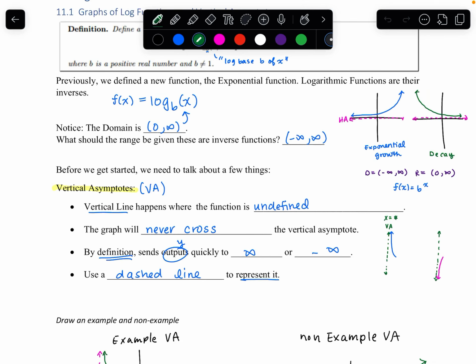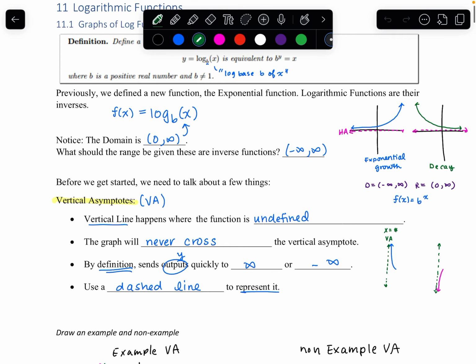Hey guys, welcome back to our discussion on log functions. Where we ended last time, we were talking about vertical asymptotes. And so I want to talk more about those before we jump into the graphs.